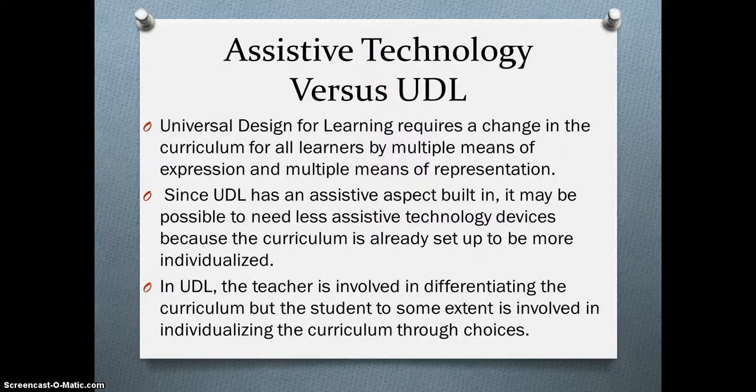So the difference between assistive technology and UDL is assistive technology is a piece of technology needed for an individual student to assist them to have access to the curriculum, whereas universal design for learning is changing the curriculum to meet the needs of all learners.